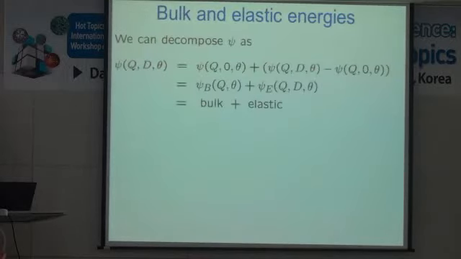Now, it's convenient to split the free energy density into two pieces. So first of all, you put the spatial gradient equal to zero. So then you get a function just of Q and theta that's called the bulk energy. And then you have to correct it, of course, by subtracting it off again. And what's left is the bit that really depends on the gradient of Q, and that's called the elastic energy.